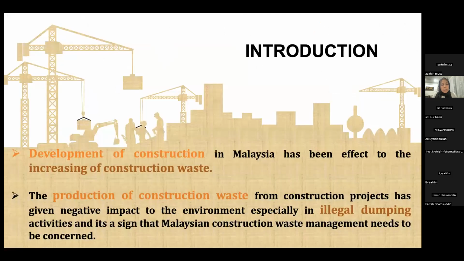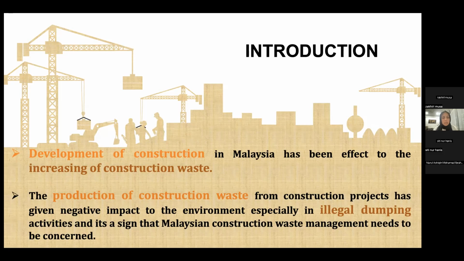Okay, nowadays Malaysia has executed many projects such as high-rise commercial, highway, expressway, tunnel, bridge, industrial building, school, hospital, power plant, mass rapid transit rail system, and housing scheme. Besides, Malaysia has also executed many construction projects for the tourism and manufacturing sector. The development of construction in Malaysia has affected the increase of construction waste. The production of construction waste has given a negative impact to the environment, especially in illegal dumping activities, and is a sign that Malaysia's construction waste management needs to be concerned.